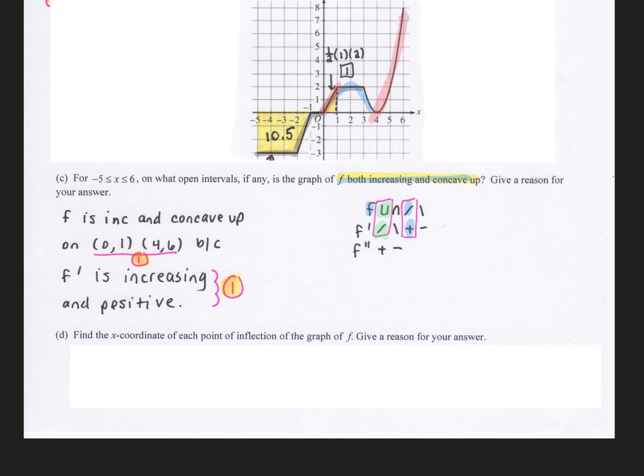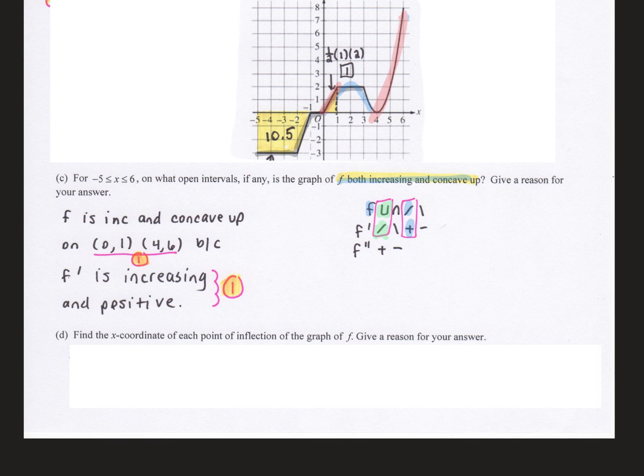And then I just put what I was looking for in my explanation. So f is increasing and concave up on the interval from 0 to 1, and again from 4 to 6. So 0 to 1, 4 to 6. Those two intervals are worth 1 point. If you missed something on one of them, you just don't get that point. So they have to be totally correct to earn the first point on part C. You could have them in brackets, and that would be okay.